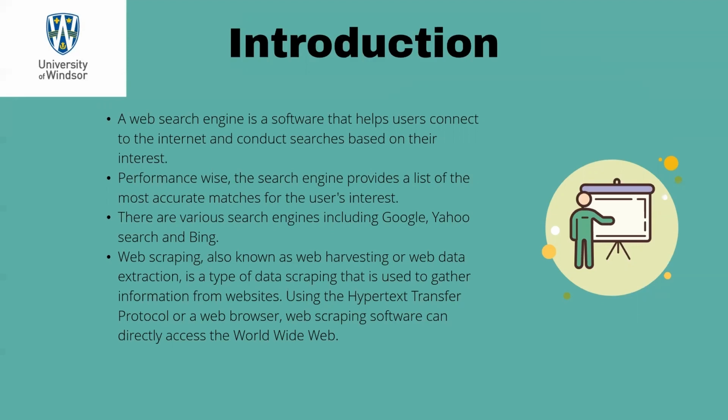There are various search engines that are currently available, which include Google, Yahoo, Search, and Bing, and the fastest one among them being Google. So to get all this data from the internet, a method called web scraping is used, also known as web harvesting or web data extraction, that gathers all the information from various websites. Using the hypertext transfer protocol or a web browser, web scraping software can directly access the World Wide Web.